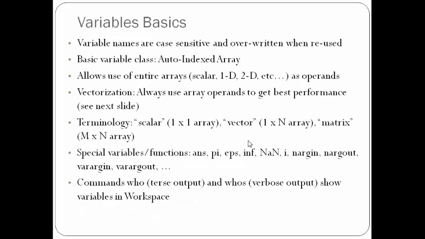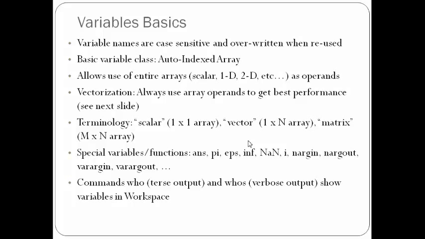Now there are some other basics. Variable names are case sensitive and overwritten when reused. If we use the same variable name again, it will be overwritten. The basic variable class is the auto-indexed array. We can use the variable in terms of the elements of the array, and that is auto-indexed, so we don't have to use any separate variable to index that array. This allows use of entire arrays, so we can use scalar, one-dimensional, two-dimensional arrays, etc. very efficiently as operands. Then vectorization: always use array operands to get better performance. We'll see it in the next slide.